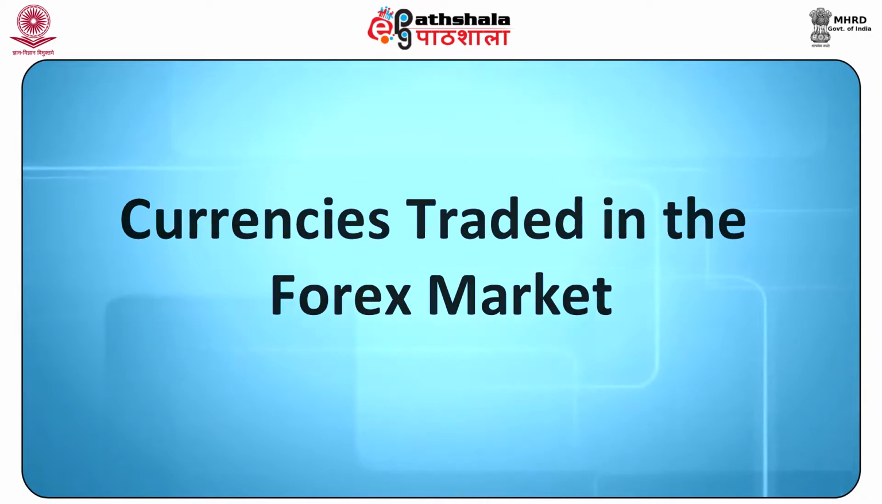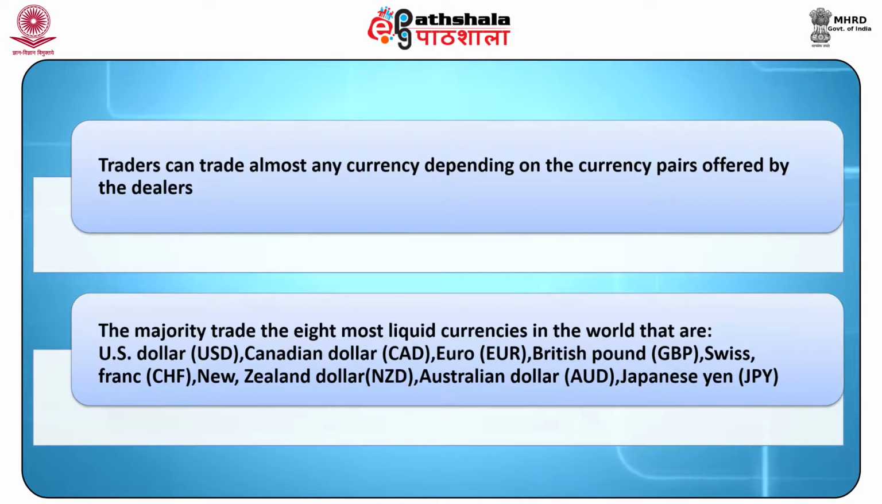Currencies traded in the forex market. Traders can trade almost any currency depending on the currency pairs offered by the dealer. Although some retail dealers trade exotic currencies like the Thai baht or the Swedish krona, the majority trade the 8 most liquid currencies in the world, which are the US dollar, Canadian dollar or the CAD, euro or EUR, British pound or GBP, Swiss franc or CHF, New Zealand dollar NZD, Australian dollar AUD, Japanese yen JPY.